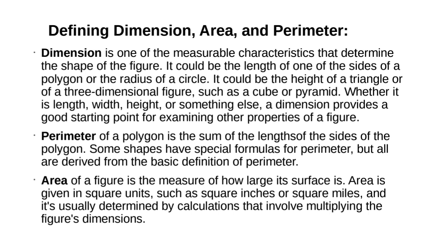Now, let's define the perimeter. Perimeter of a polygon is the sum of the lengths of the sides of the polygon. Some shapes have special formulas for perimeter, but all are derived from the basic definition of a perimeter. Now let's define the area. Area of a figure is the measure of how large its surface is. Area is given in square units, such as square inches or square miles, and it's usually determined by calculations that involve multiplying the figure's dimensions.